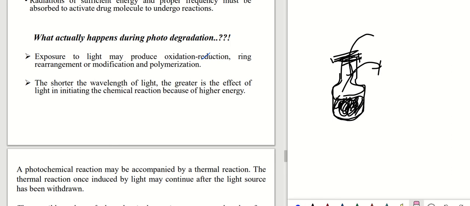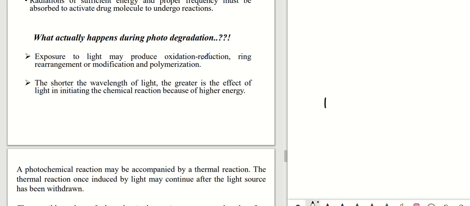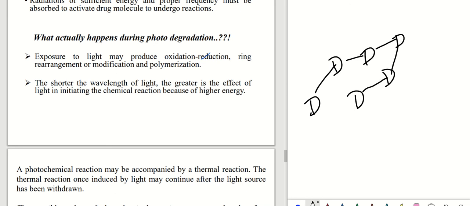Or even if our drug has some ring structure, the disruption of the ring will be seen, or there will be some modification in the ring. Or even for a few chemicals, if they are present as separate entities, because of this exposure to light, they form chains between the drug molecules and result in polymers. It might cause polymerization also.